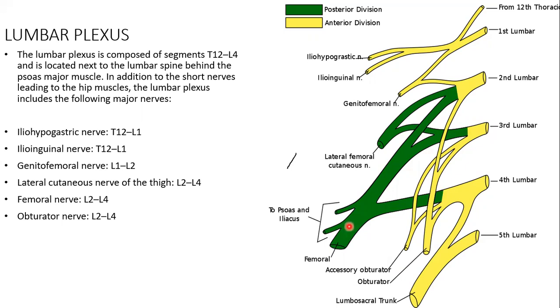Then lastly, I'll talk about the obturator nerve from L2 to L4 as well. So that's the obturator nerve, from L2, L3, and L4. Basically, those are the nerves we will talk about on the lumbar plexus. Then we will go to the sacral plexus, where we'll look at the nerves there as well.